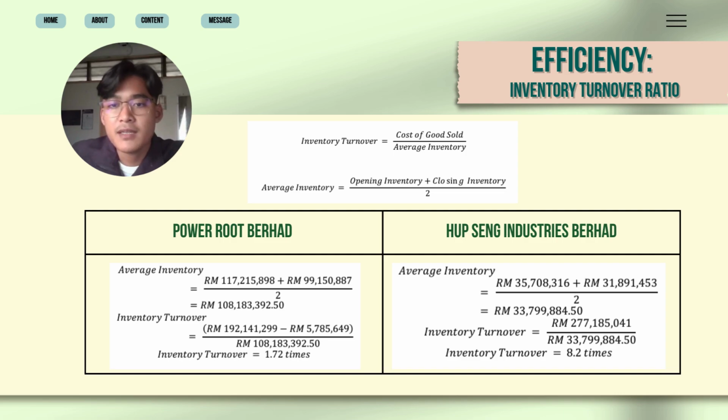For Power Root Berhad, the inventory turnover is approximately 1.72 times, while HSIB recorded about 8.2 times. A higher inventory turnover indicates that a company is selling and replacing its inventory more efficiently. Therefore, HSIB performs better than Power Root Berhad because it turns its inventory into sales more than 8 times a year, compared to only 1.72 times for Power Root. This suggests that HSIB has better inventory management and lower holding costs.